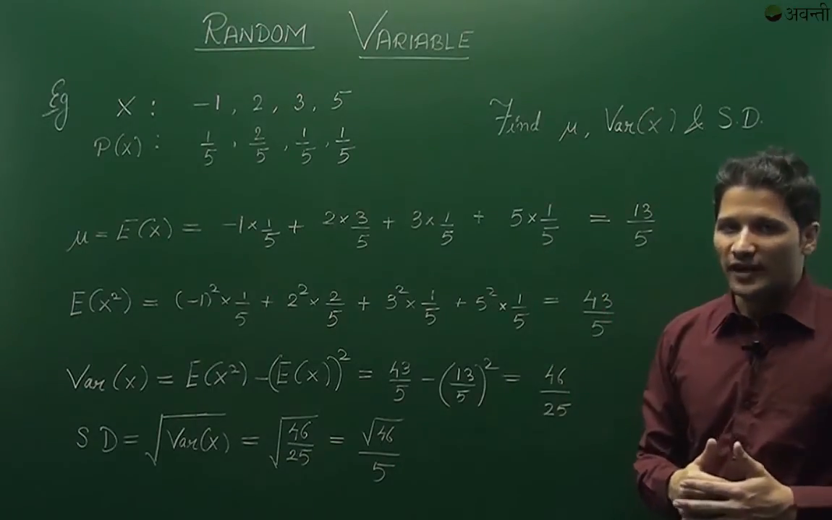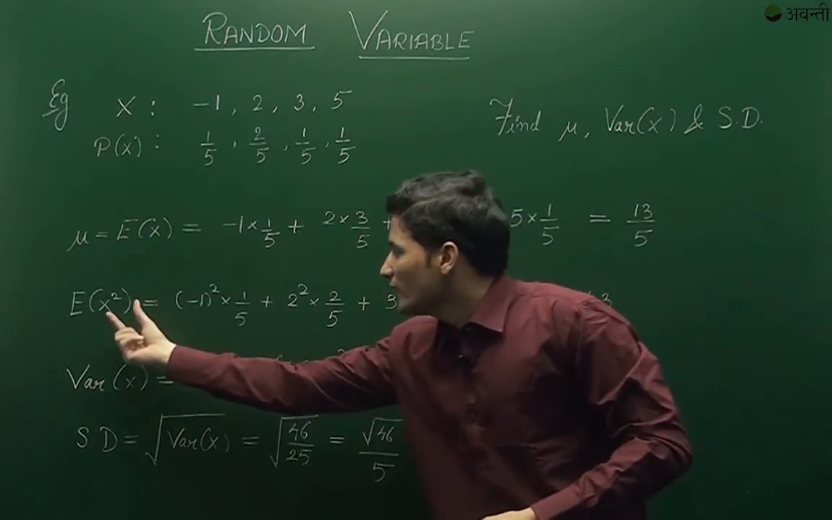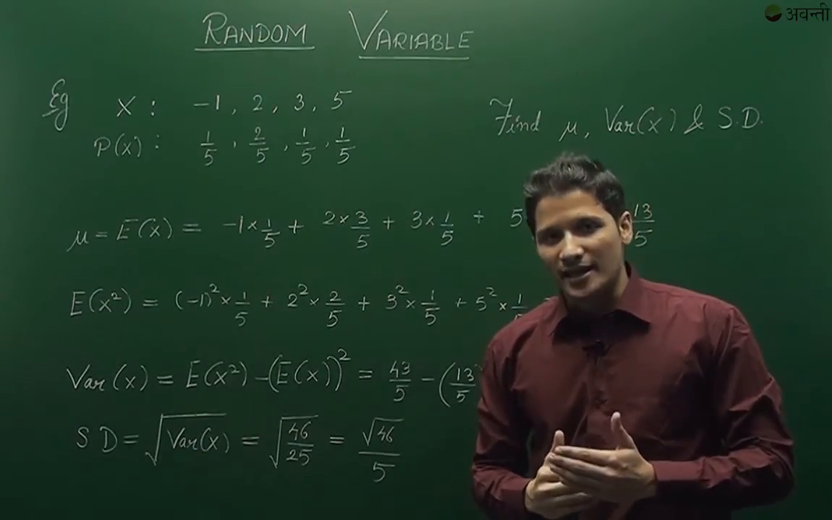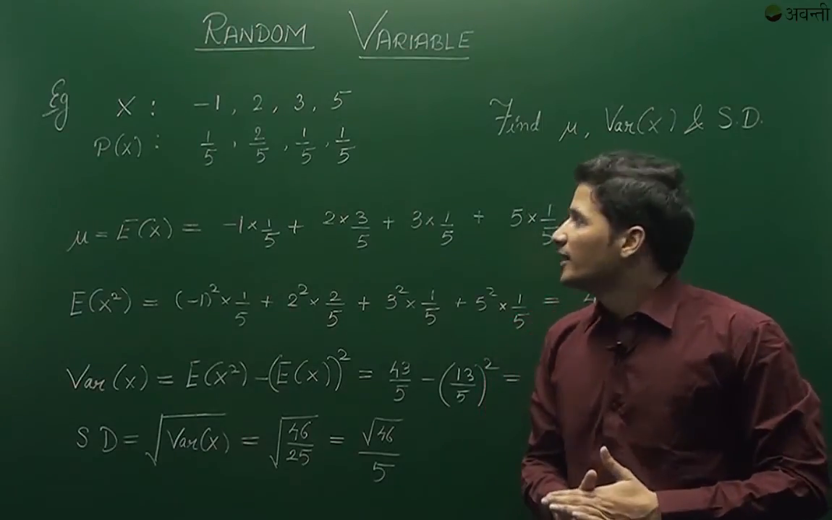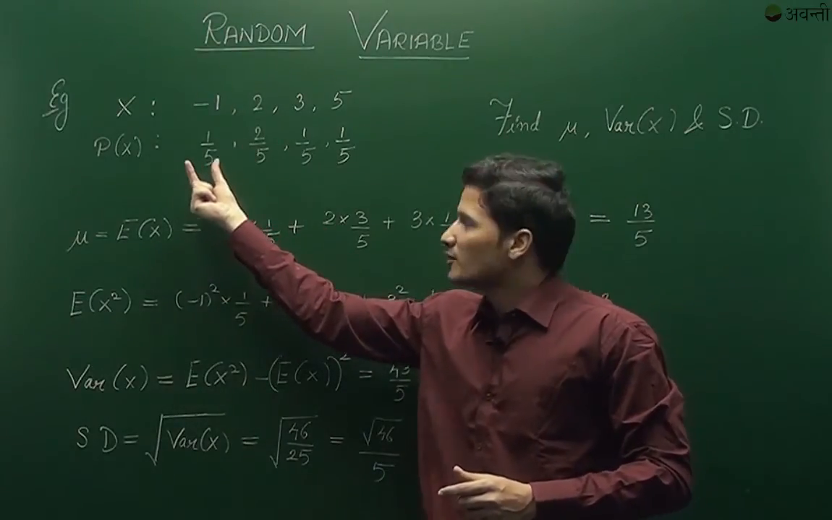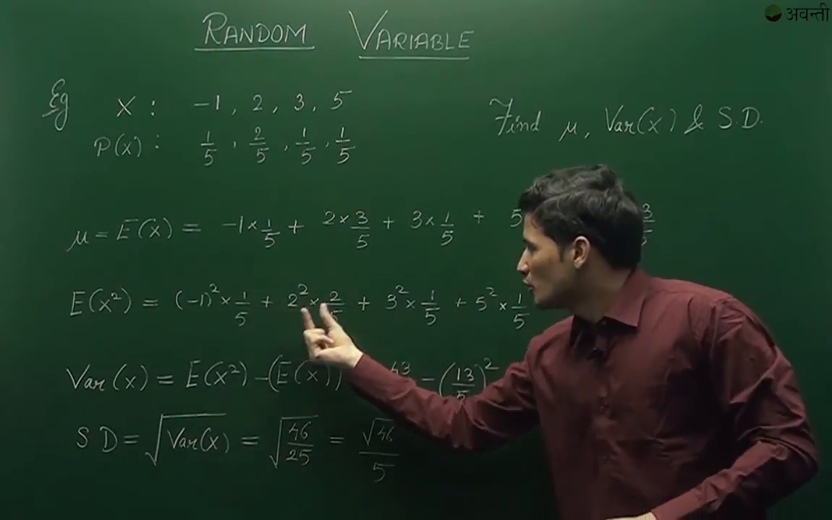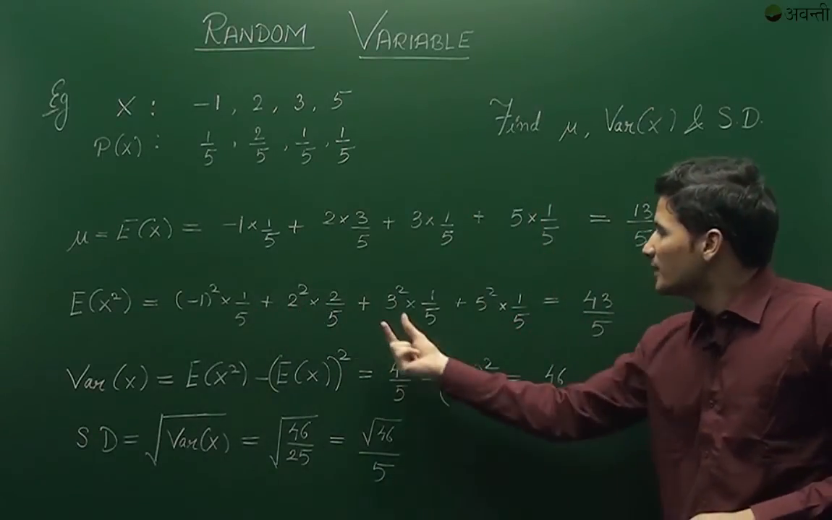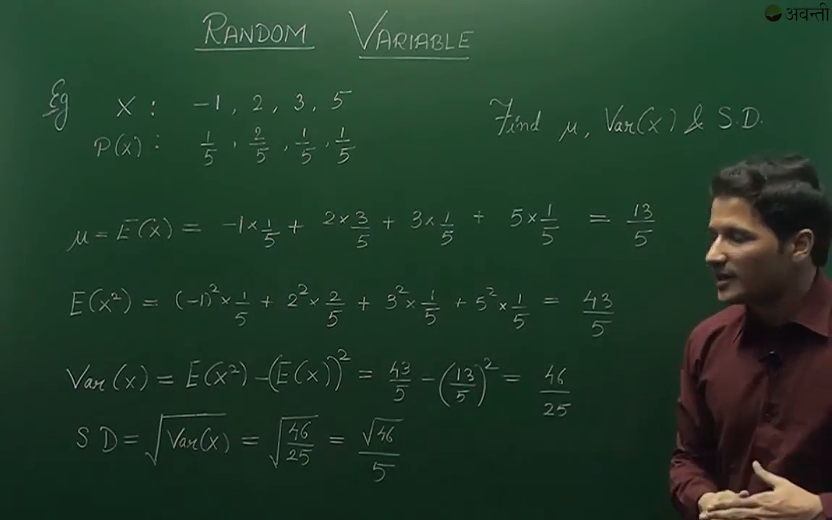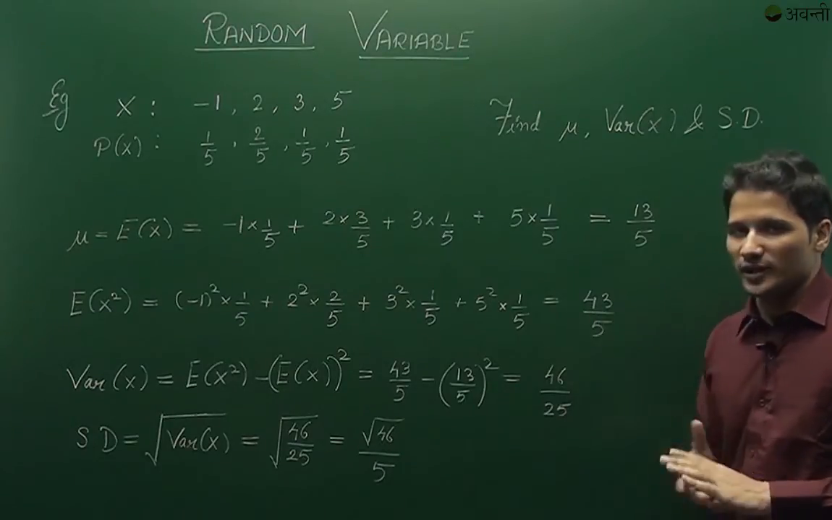Now we will find out variance of x, and before we find out that, first we have to find out E of x square, and we know that E of x square is equals to sigma xi square into p of xi. Here xi square will be (-1) square into p of xi, that is 1/5. So (-1) square into 1/5 plus 2 square into 2/5 plus 3 square into 1/5 and finally 5 square into 1/5, and we get answer as 43/5. So this is the value of E of x square.